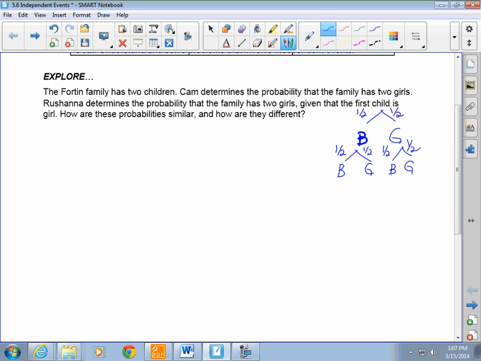So Cam said he figured out the probability that the family has 2 girls, so that they had girl and girl. The probability of having a girl on the first one was 1/2. Probability of them having a girl on the second one was also 1/2. So the probability of both children being girls was 1/4.